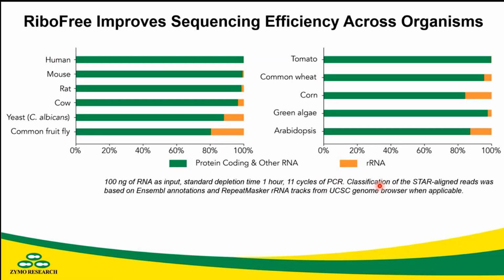Now, of course, Ribo-Free works with human, mouse, rat very well. And here we're looking at our validation data of Ribo-Free RNA-seq on various organisms. And the sequencing efficiency is significantly improved across all of them. The green bar represents protein coding and other RNA signals, and this orange bar represents rRNA. So simply put, the less or the shorter the orange bar, the merrier.